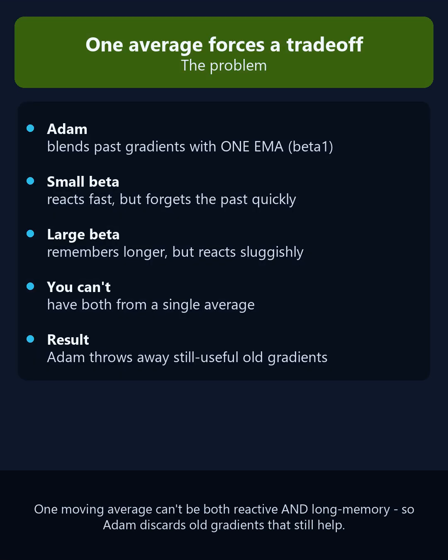Start with the pain. Adam blends past gradients with a single exponential moving average controlled by beta 1. That one dial forces a painful trade-off. A small beta reacts fast to recent gradients but forgets the past almost immediately. A large beta remembers longer, but reacts sluggishly to new information. You cannot have both from one average. So Adam quietly throws away older gradients that, it turns out, still carry useful signal.